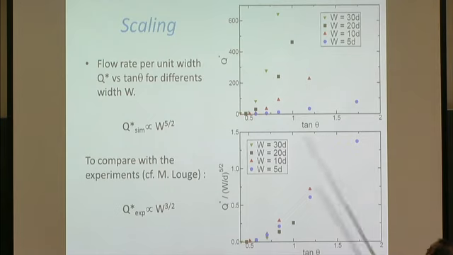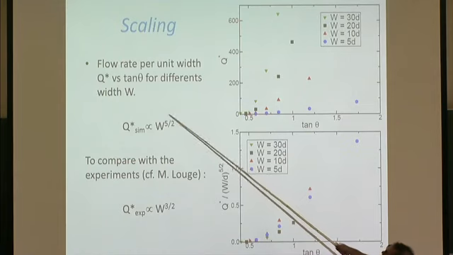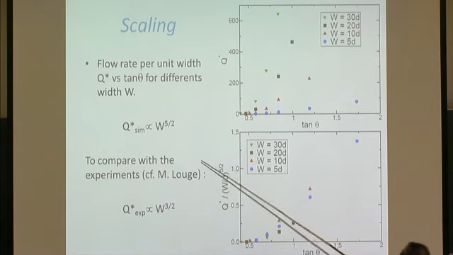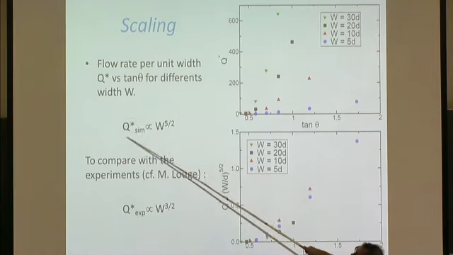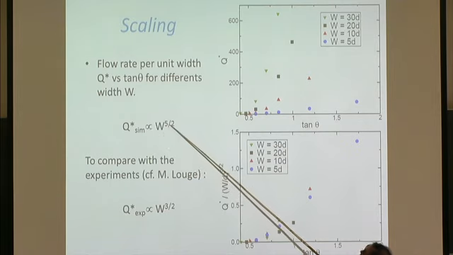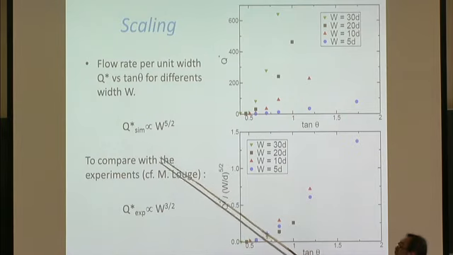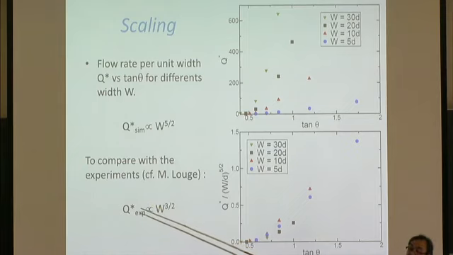So to finish, I will come back to the scaling, the question that Michel Louge addressed on Monday. In the simulations here, we can see that the flow rate per unit width behaves as the gap to the power 2.5. That's what we see here. Everything collapses. And Michel has shown on Monday that for the experiments on the same setup, the scaling is with the power 1.5, so it's not the same.